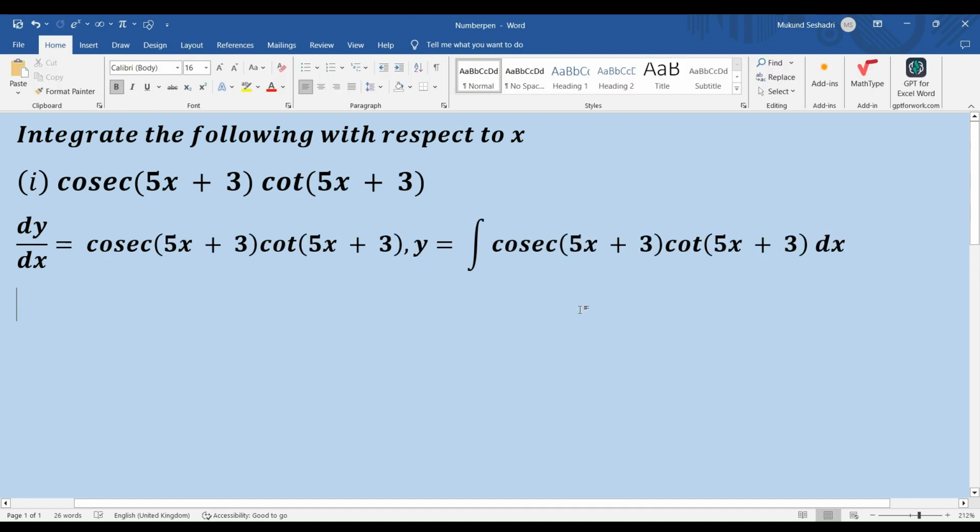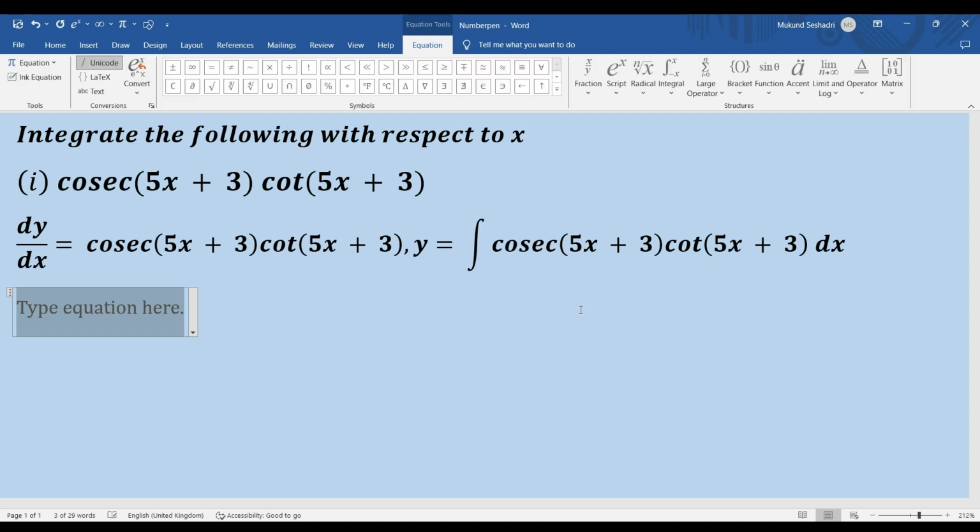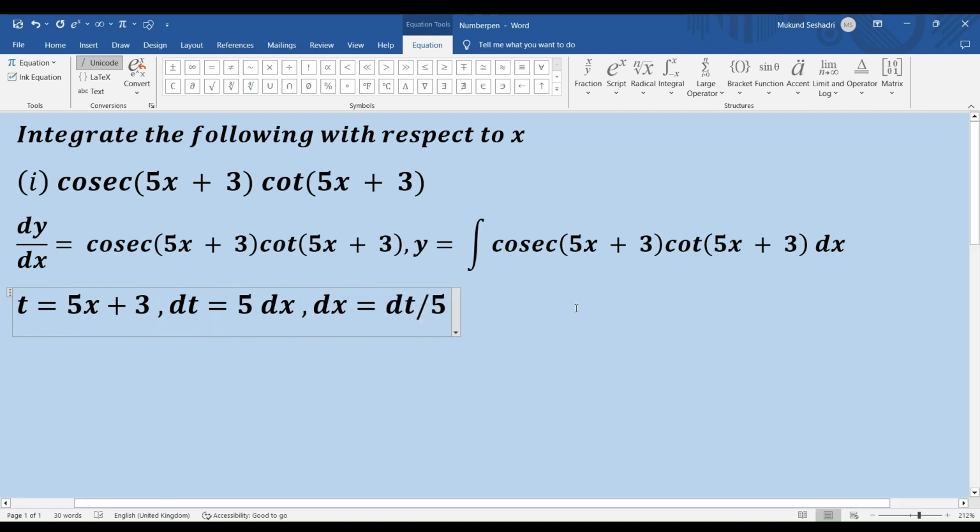So the way to solve this problem is look at what is that substitution that we can make in order to reduce y to a much simpler expression, right? So here in this particular case, the substitution that I can make is t equals 5x plus 3, right? Which means I differentiate on either side. I get dt equals 5 times dx, which means my dx equals dt by 5, right?